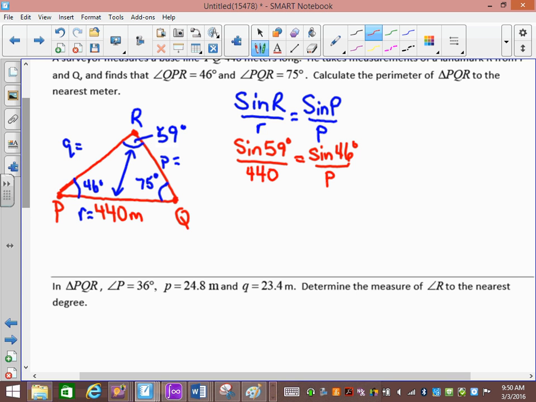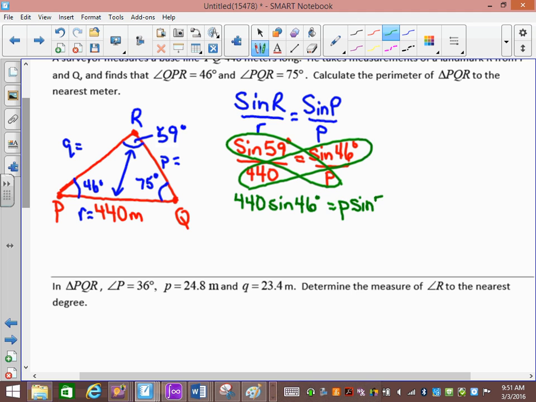Then we just cross multiply. What's great about this one? I'm finding a side. I'm not going to have to second sine anything, because when you're looking for an angle, you have to do the inverse of sine, right? When you're looking for a side, you just plug in. So we still cross multiply. We go 440 sine 46. You can do the other one first, it doesn't matter. I always like writing my side first. And then p sine 59.